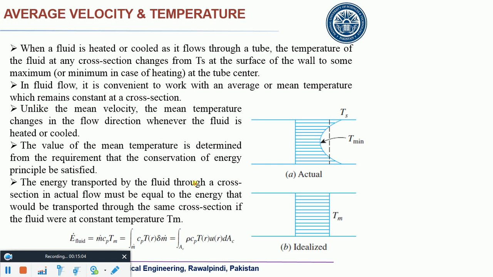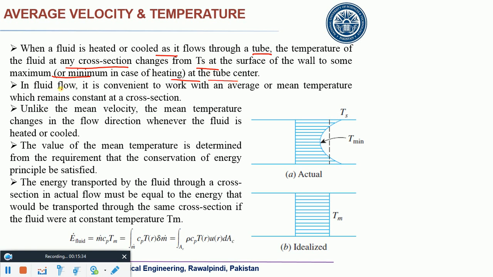So just like we defined V average, we have to define mean temperature as well. Average velocity, we talked about the mean velocity. Let's talk about the mean temperature. Before going on to this point, I would just spell out few of the points. When a fluid is heated or cooled as it flows through a tube or a pipe, the temperature of the fluid at any cross section changes from Ts at the surface of the wall to some maximum or minimum in case of heating at the tube center.